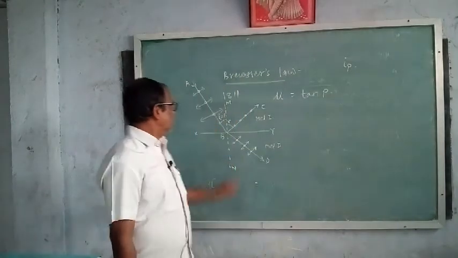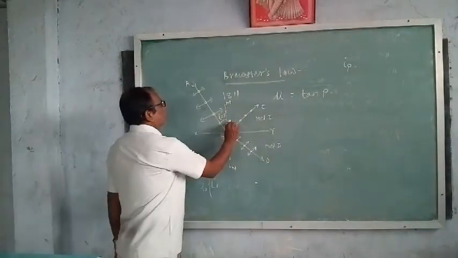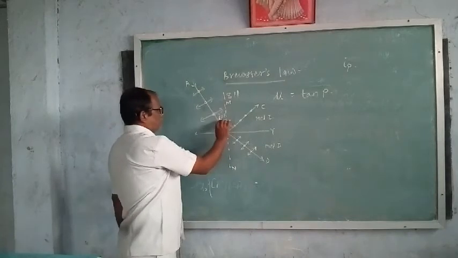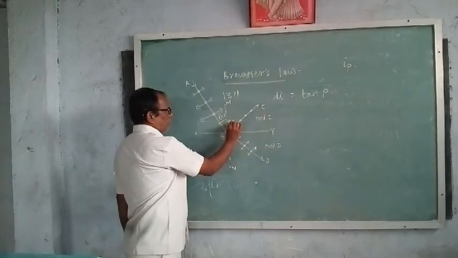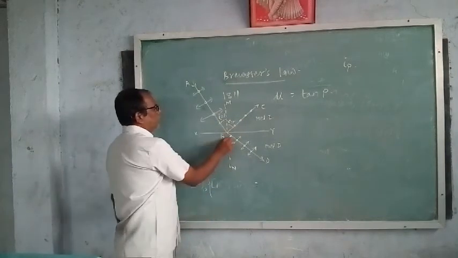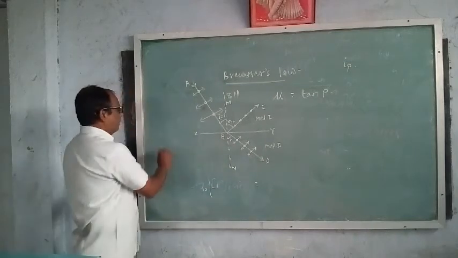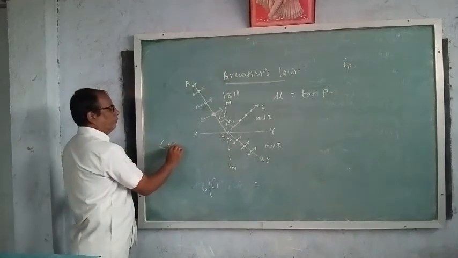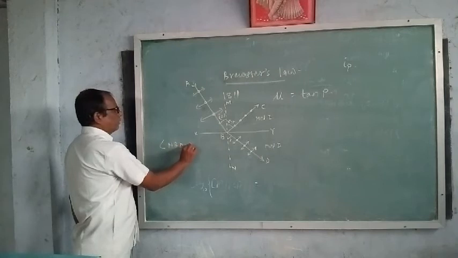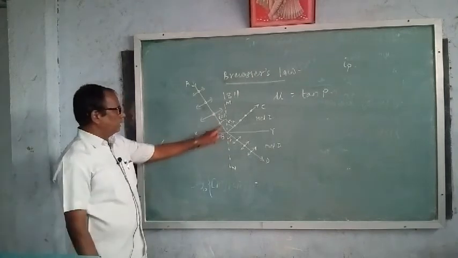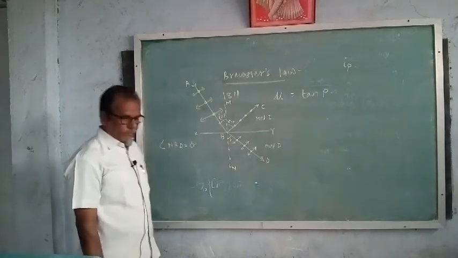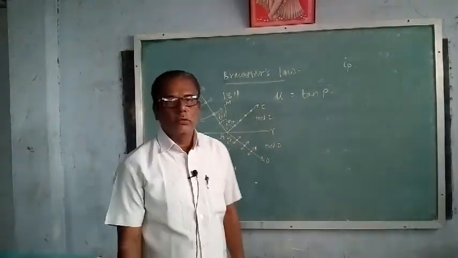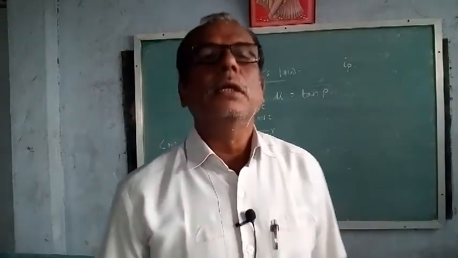This is the polarizing angle. So according to the first law of reflection, angle i is equal to angle of reflection. As this angle is equal to p, therefore this is also p. This is the angle of refraction, angle r. This is the angle of reflection and this is the angle of incidence. So the remaining part of this Brewster's law, we will discuss in the next video.